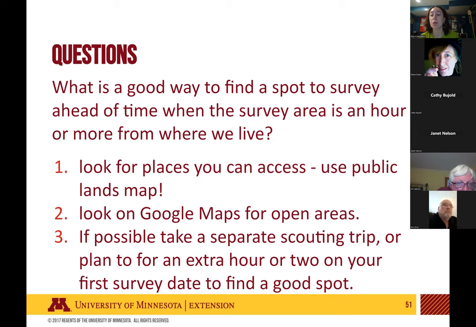You can take a look on Google Maps as well for any parks or open looking areas that might have flowering plants there. And if it's possible, you can take a separate trip to scout out your area or plan for an extra hour on your first survey site to know that you're finding a good spot. You want to have this planned out ahead of time because it would be a bummer to show up to do your surveys only to discover that there are no flowers in your grid cell or in the particular area that you're looking.